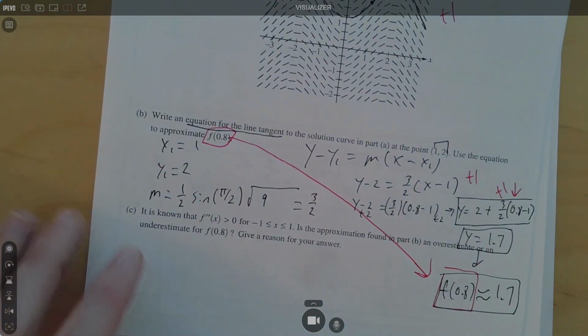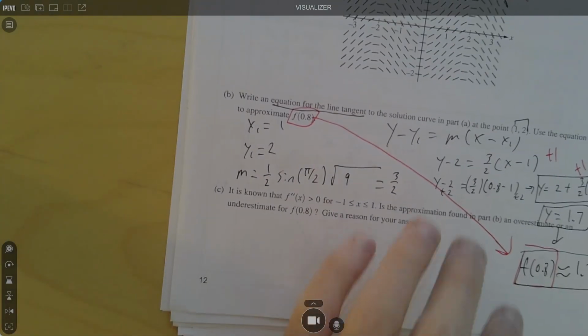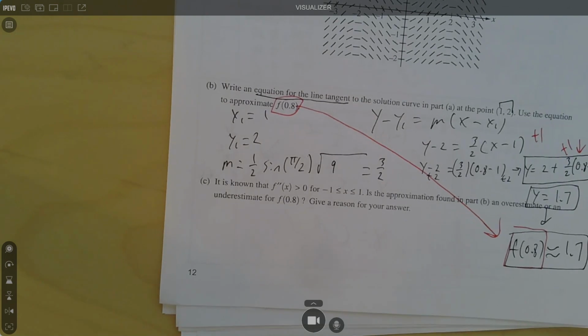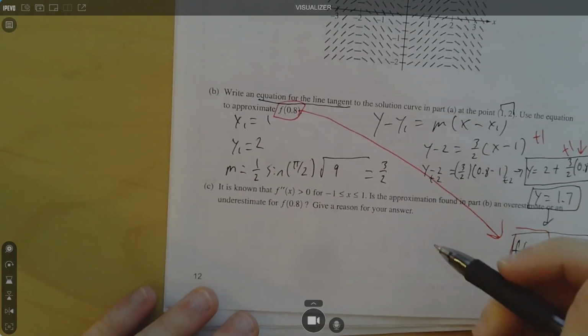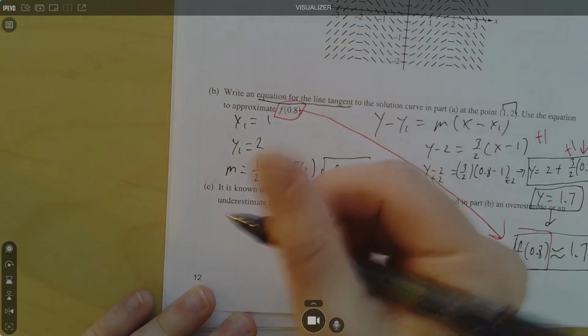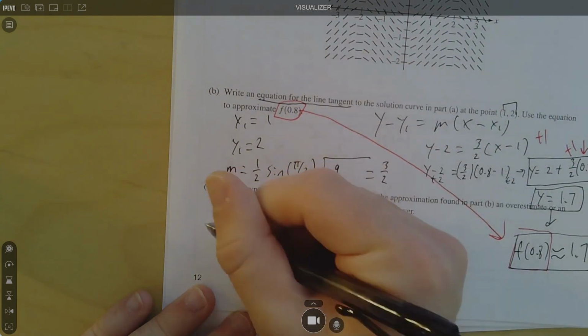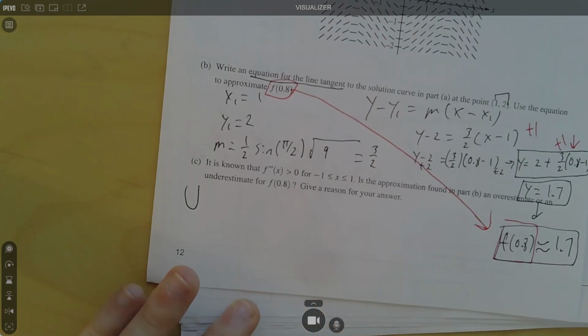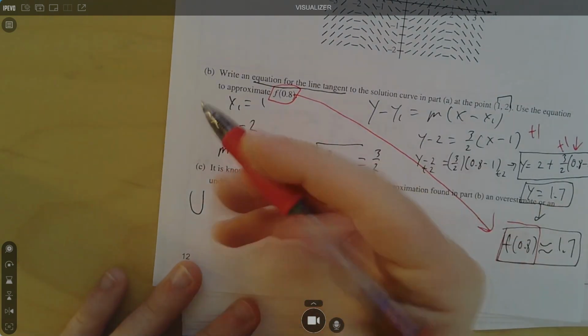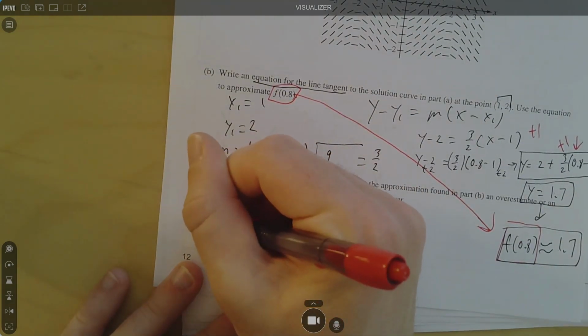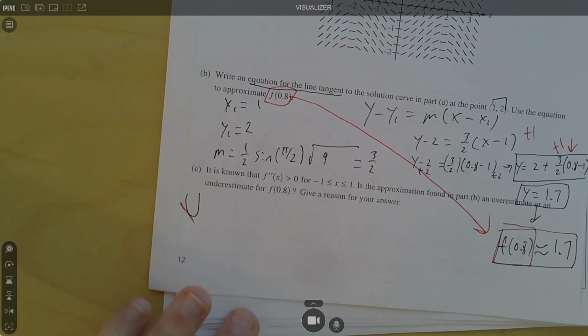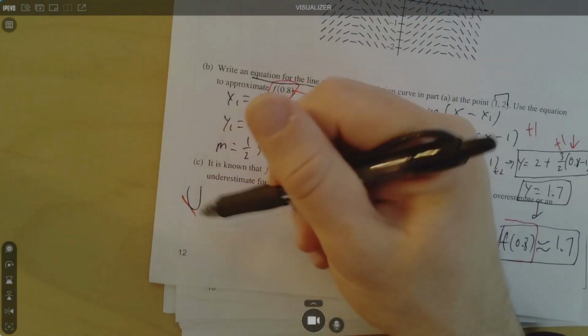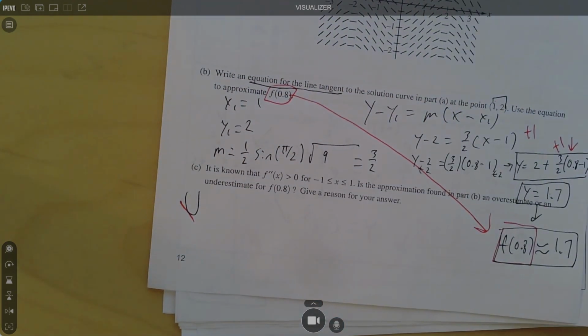Okay, C. It is known that the second derivative is positive from -1 to 1. Is the approximation in part B an overestimate or an underestimate for f of 0.8? Give a reasonable answer. So you can always remind yourself of this by drawing it. If it's concave up, you have a U like that. So you think about approximating a tangent line here like that. What do you notice? The line is under the curve.